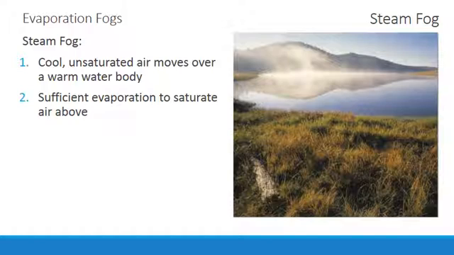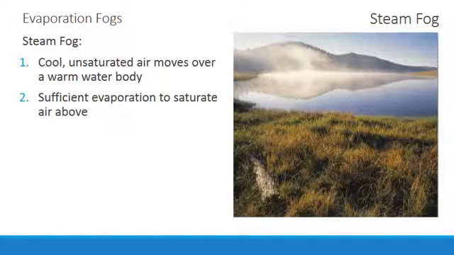So when cool, unsaturated air moves over a warm water body, enough moisture may evaporate to saturate the air directly above, and that generates a layer of fog. The added moisture and energy often make the saturated air buoyant enough to continue to rise. Because that foggy air looks like steam that forms over a hot cup of coffee or tea, the phenomenon is called steam fog.